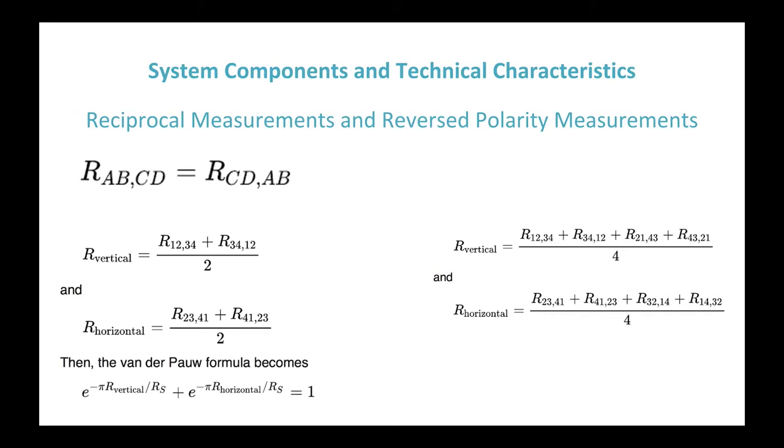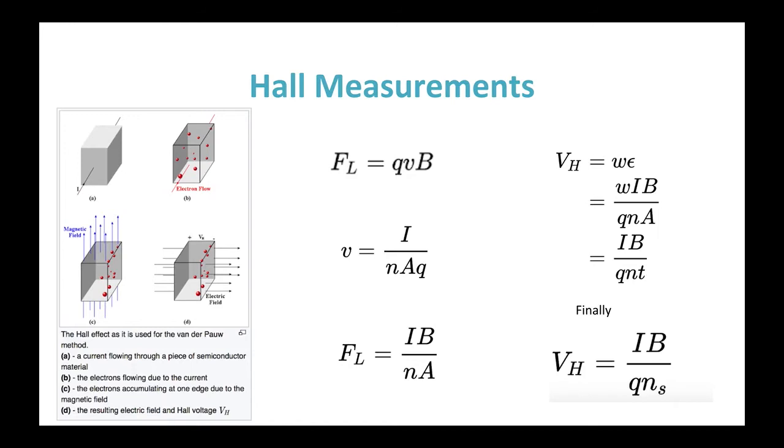Combining this method with the reciprocal measurements, from both formulas we obtain the resistances R vertical and R horizontal. The Hall measurements. When a charge, particularly an electron, is placed in a magnetic field, it experiences a Lorentz force proportional to the strength of the field and the velocity at which it is traveling through it. These forces are strongest when the direction of motion is perpendicular to the direction of the magnetic field. In this case, the Lorentz force is F_L = Q v B.